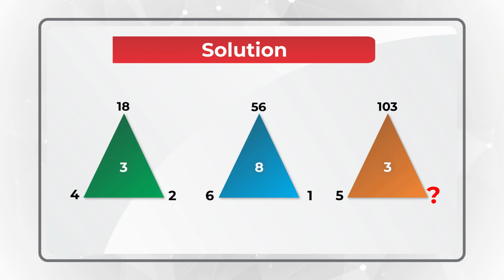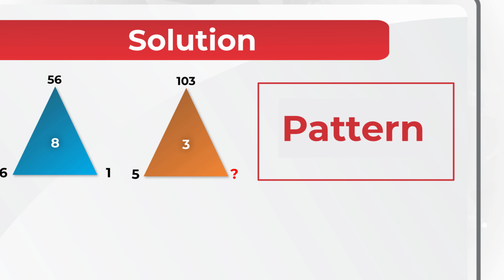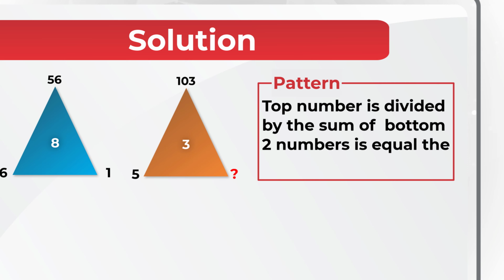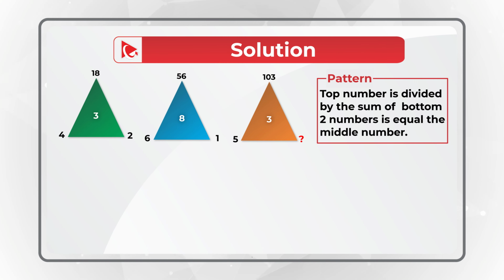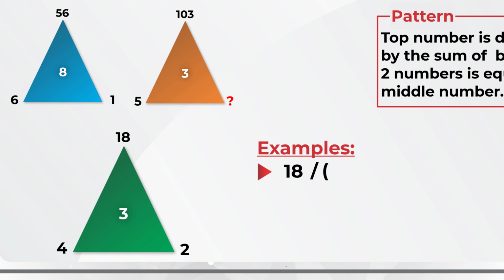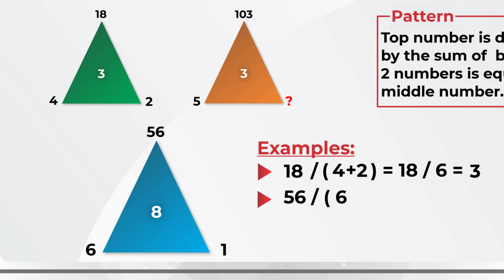One phrase that you hear on this channel the most is always look for patterns. And the pattern here is that the top number divided by the sum of the bottom 2 numbers on the outside of the triangle is equal to the middle number inside of the triangle. So let's look at the first 2 examples. 18 divided by 4 plus 2 equals 18 divided by 6 equals 3. In the second triangle, 56 divided by 6 plus 1 equals 56 divided by 7 and equals 8.